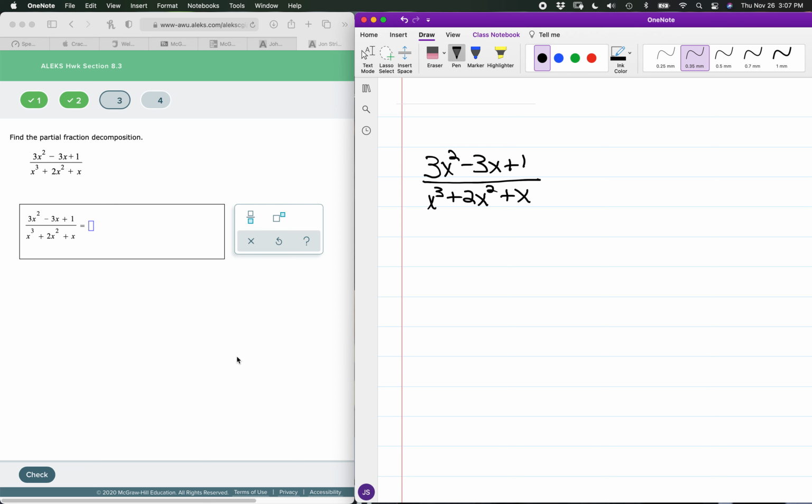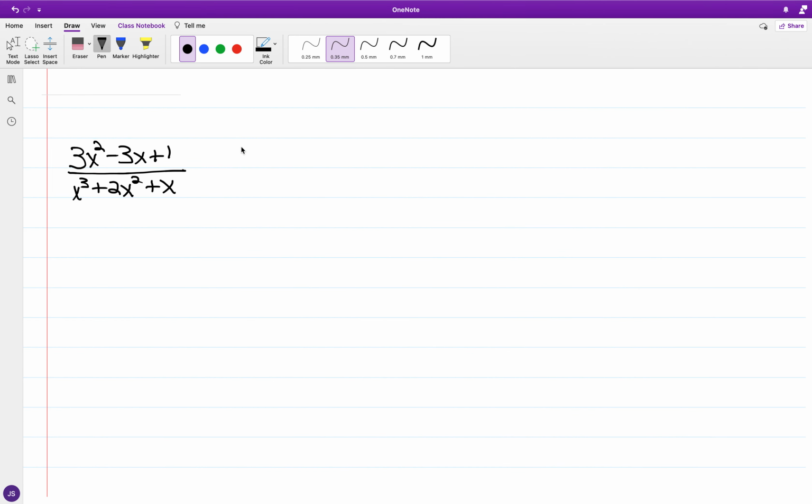Okay, in the third item, we're looking at finding the partial fraction decomposition of this particular ratio, whereupon we have 3x squared minus 3x plus 1 all over x cubed plus 2x squared plus x. So if I look at factoring what is in the denominator, the greatest common factor is going to be x. So you have x times the quantity x squared plus 2x plus 1.